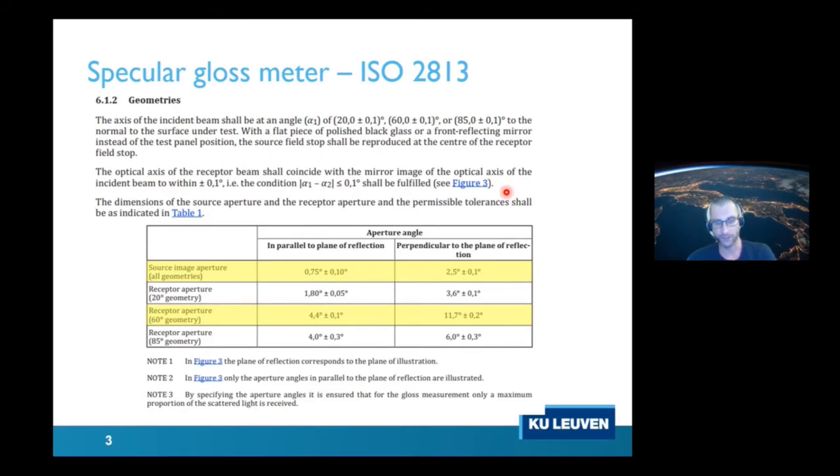Basically, the 60-degree geometry is the standard geometry. First, if you have a sample, you would test it at 60 degrees. If the reported gloss value is lower than 10 gloss units, you would measure at the 85-degree geometry. If it is higher than 70 gloss units, you would measure at the 20-degree geometry. So the 60-degree geometry is the one that you would always have to measure first. So this is the one I simulated.